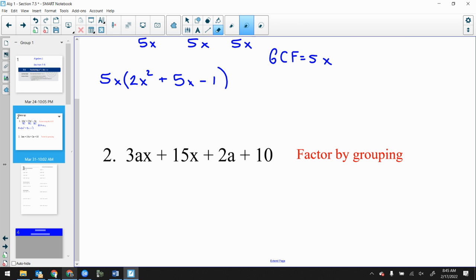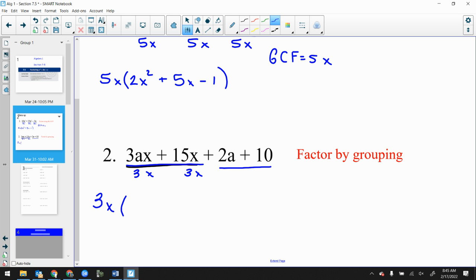Now, remember the order of factoring by grouping. Underline first two, underline last two. And then we look at what is our GCF of each piece. Well, what is the GCF of my first set of terms? Danielle? 3x. Good. So that goes on the outside, and I divide that out of each piece. So that gives me an a plus 5.